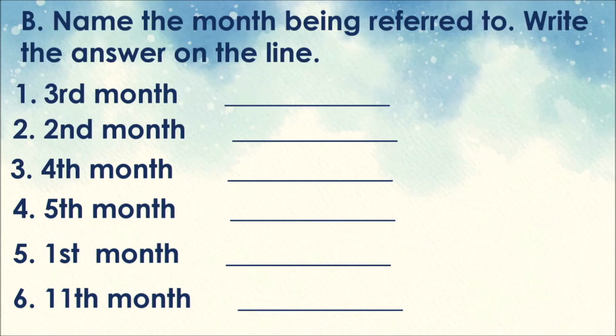Now for letter B, name the month being referred to. Write the answer on the line. For number 1, we need to find the third month. So we need to count the third month. January, February, and March. So the correct answer here is March. Now the second month, January, February. So the second month is February. The fourth month, January, February, March, April.